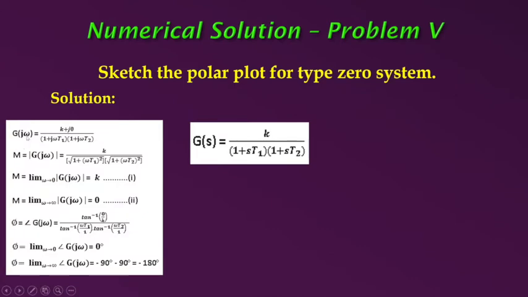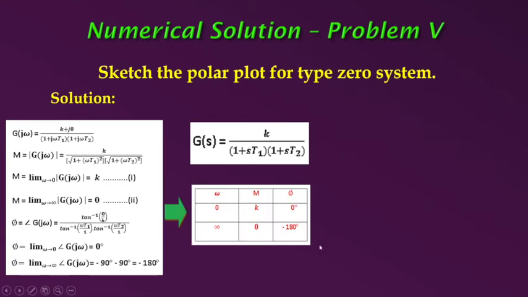Put S equal to j omega, then calculate the magnitude. Magnitude equal to K divided by root over 1 plus omega squared T1 squared, into root over 1 plus omega squared T2 squared. Taking the angle, this is equal to tan inverse 0 by K, minus tan inverse omega T1 divided by 1, minus tan inverse omega T2 divided by 1.